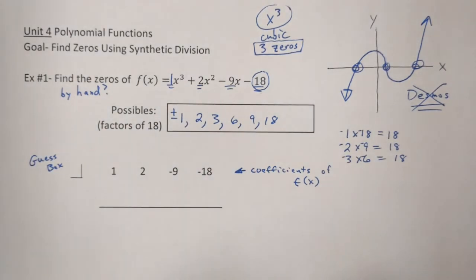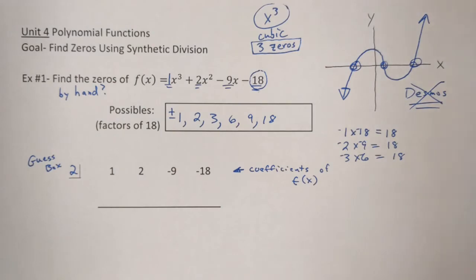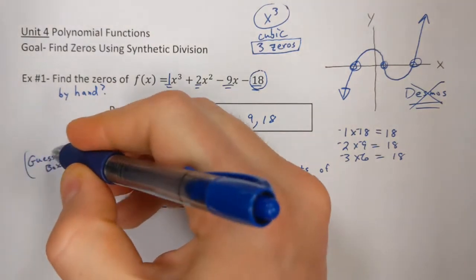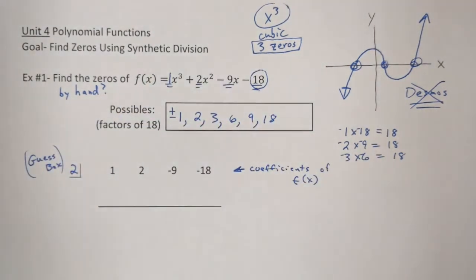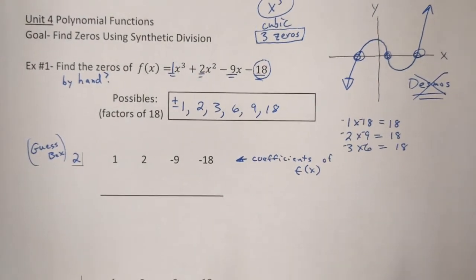And this is where I'm going to take my first guess. I'm going to randomly take my first guess. I'm going to guess 2. So I've set up this little synthetic division problem. I'm guessing 2 as my first guess in my guess box. And here's how I check to see if the 2 is the answer.